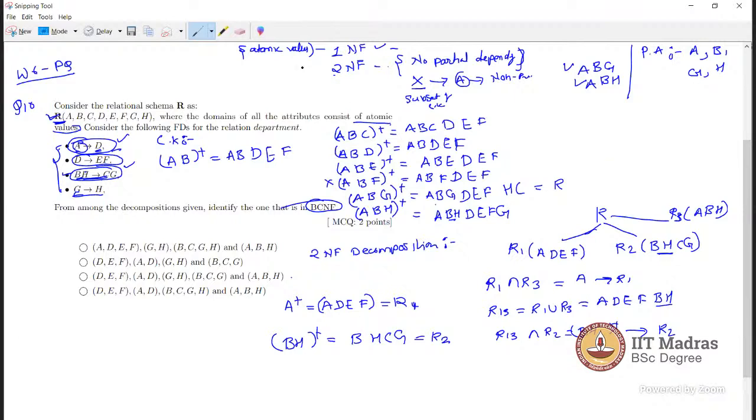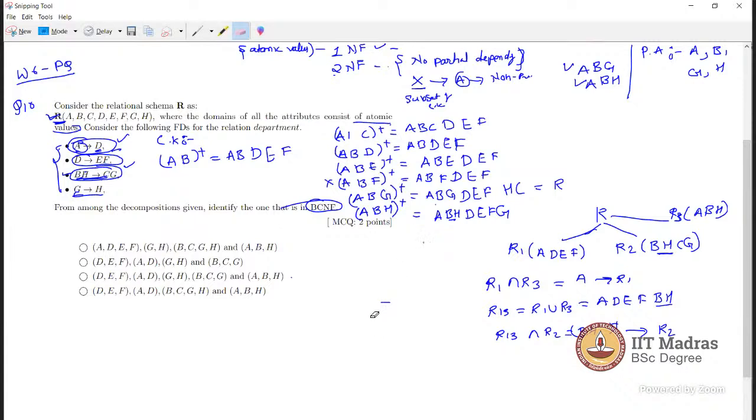Any question, any doubt? Sir, we can take the third relation as ABG also, na? ABG also, yes. Means one of the prime attributes we have to take. So the candidate keys are ABG and ABH, one of them. You can take G also, right?